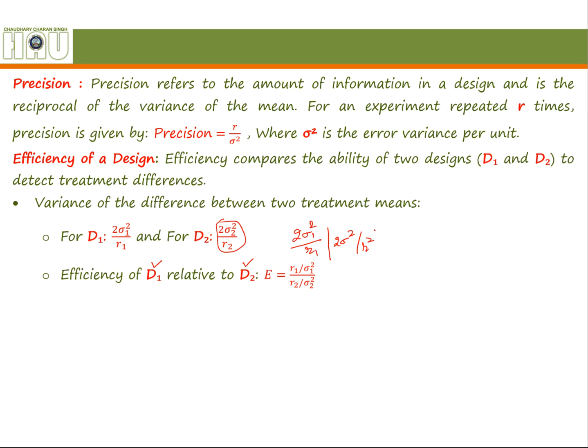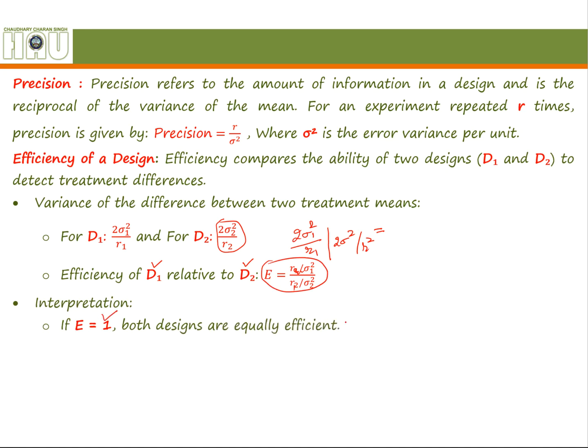If you simplify it, then I think this formula is, this is R2 and this is R1. So this ratio will give you the relative efficiency. And interpretation means if E is equal to 1, both designs are equally efficient. If E is greater than 1, it means D1 is more efficient. If E is less than 1, it means D1 is less efficient than D2.